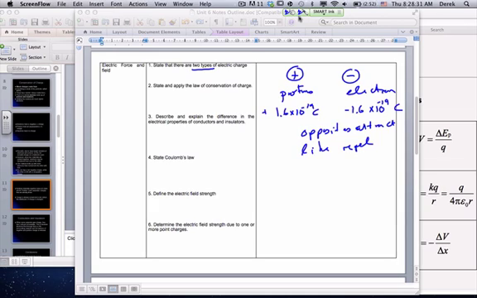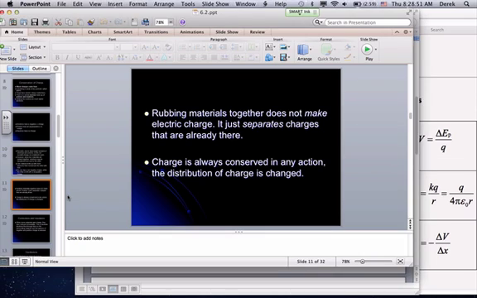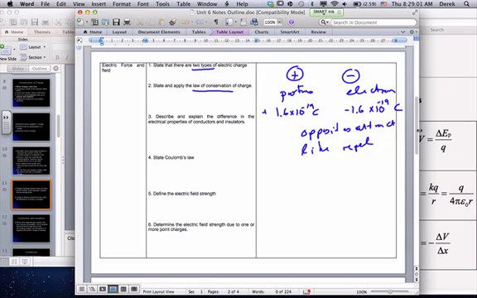So for this, we can apply what we call the law of conservation of charge, which means that charge does not get destroyed, it just gets distributed in different ways. You don't destroy charge, you just change it into one form or the other. So here it is over here. Charge is always conserved in any action. The distribution of the charge is changed. That's your law of conservation of charge, which is given over here.